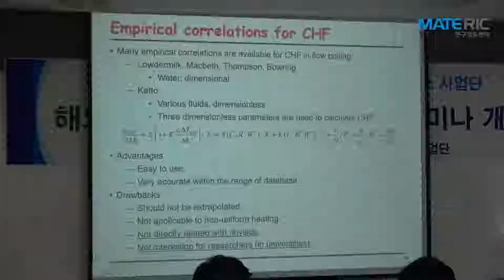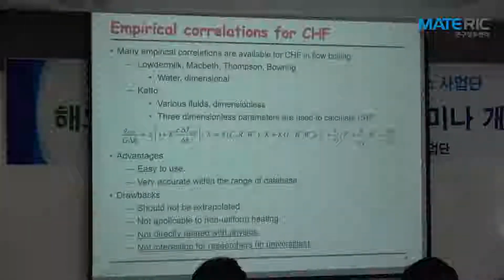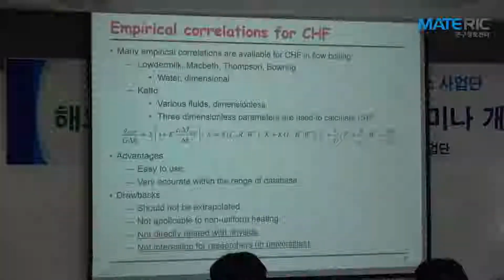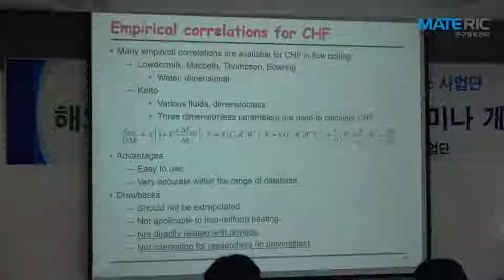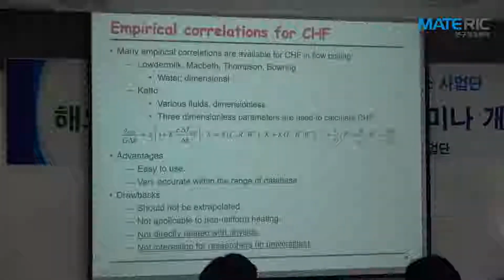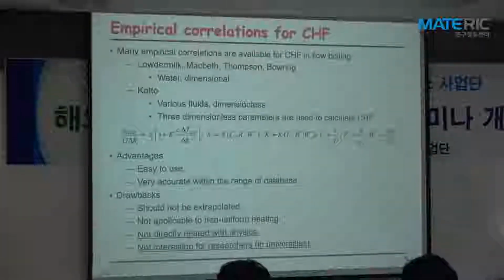For these types of correlation, the advantage is that they are very easy to use. Just calculate these parameters and you can calculate the critical heat flux. And at least within the range of the database, it is very accurate. And the drawbacks: it cannot be used outside of the database. And the critical heat flux data are usually measured in uniform heating, so if there is a non-uniform heat distribution, it cannot be applied.